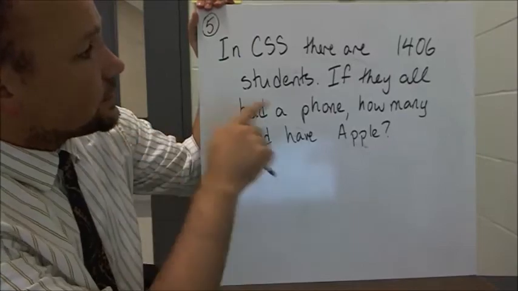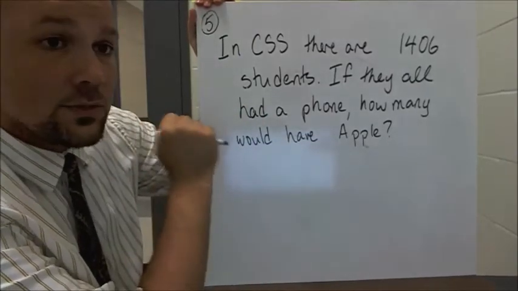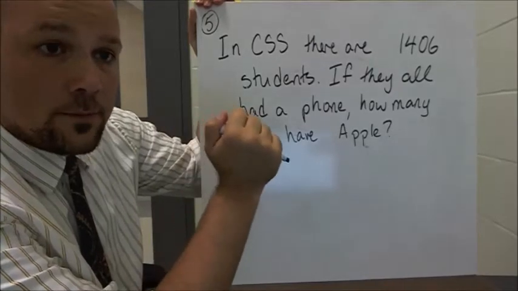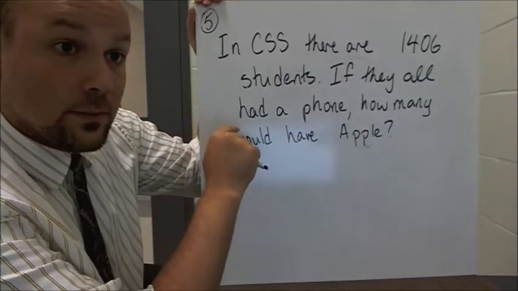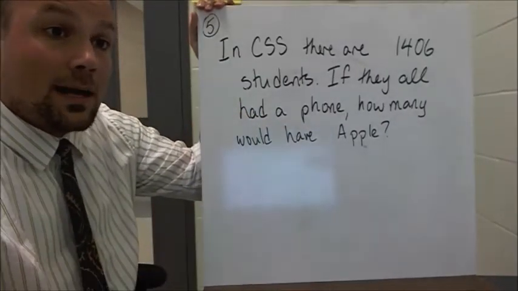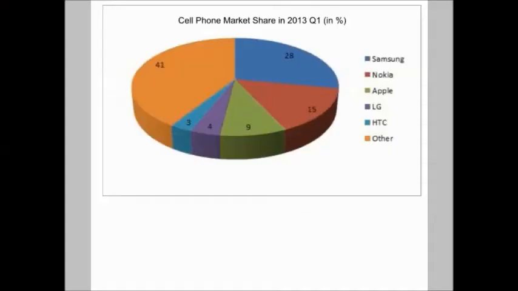In Castlebrook Secondary School, there are 1,406 students. If they all had a phone, how many would have an Apple phone? In order to figure this out, we have to go to a pie chart. This pie chart shows the cell phone market share in 2013, and we're trying to find an Apple product. Apple is green. I look to the Apple section of the pie, and these are all percents. So I know that the Apple market share is 9%.